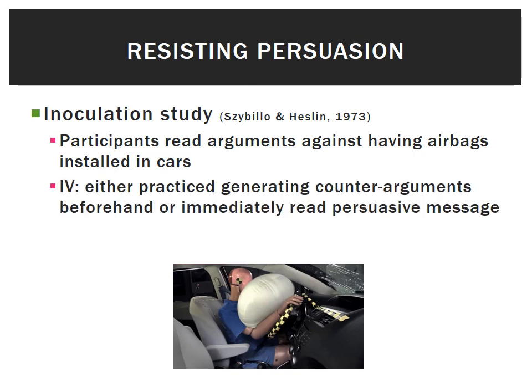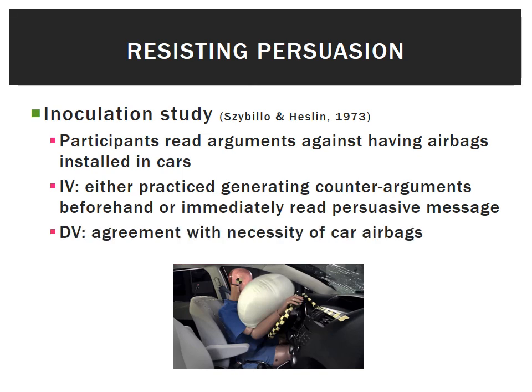Now, the independent variable here is that the participants reading these arguments had either practiced generating counter-arguments beforehand, so they'd gotten that little weak dose of persuasion and practiced generating their counter-arguments, so they'd done that inoculation before they got the real thing, or they immediately read the persuasive message. So in that second condition, where they immediately read the message, that's the control condition with no inoculation, versus that first condition that had the inoculation.